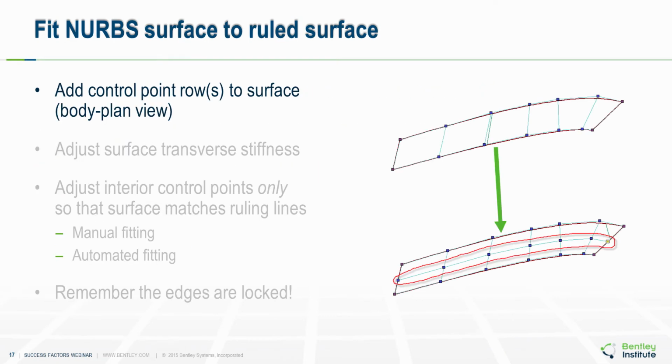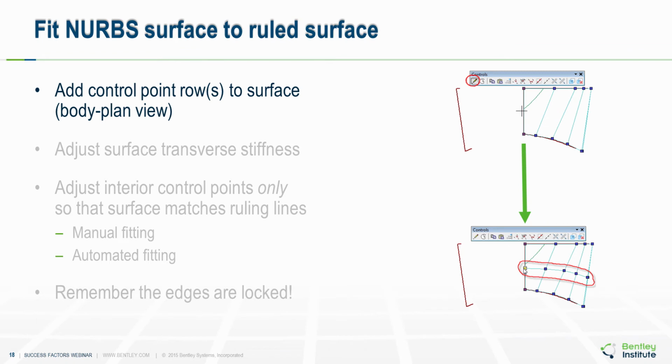So looking in a bit more detail at how we fit the NURBS surface to the ruled surface, the first thing to do is to add control point rows, or maybe just a single control point row, to the surface, so that we can adjust the internal part of the surface to fit the ruled surface. So adding the control point row, we have to go to the body plan view and then insert control point row as shown here.